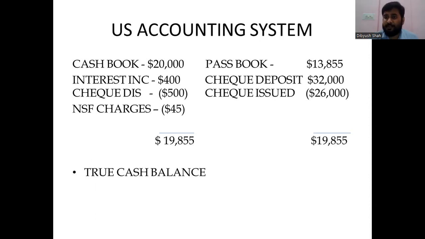On the right hand side, you again get a balance of 19,855. Left hand side, 19,855. They call it the true cash balance. This is your true cash balance. Neither 20,000, nor 13,855. This is the figure that goes into the balance sheet.